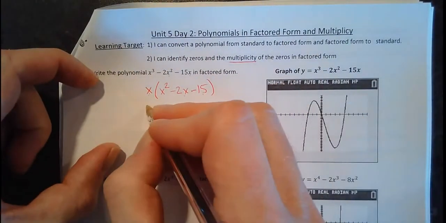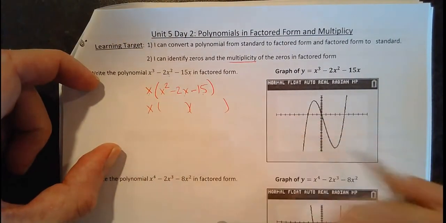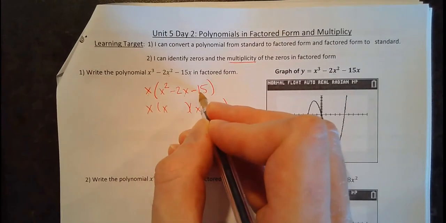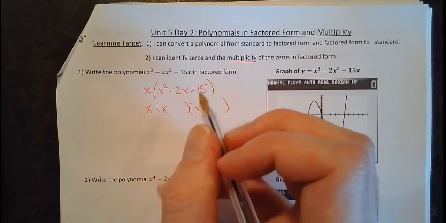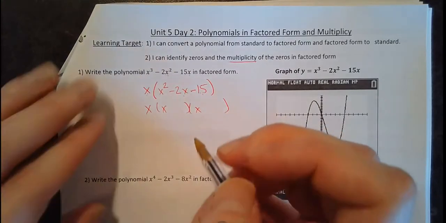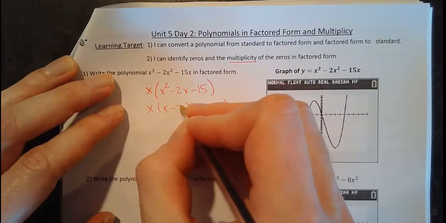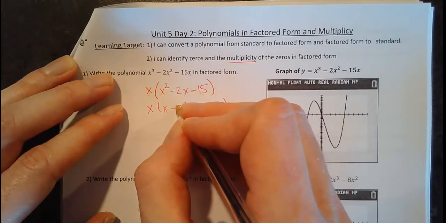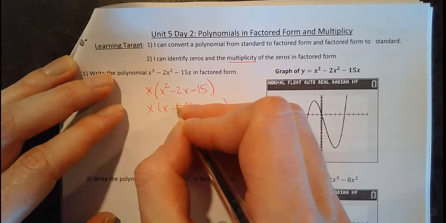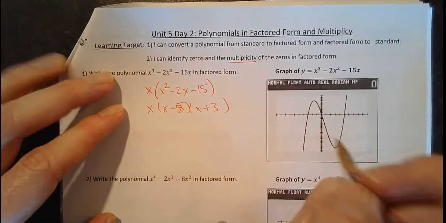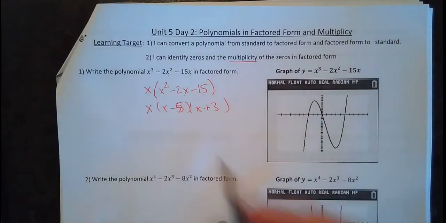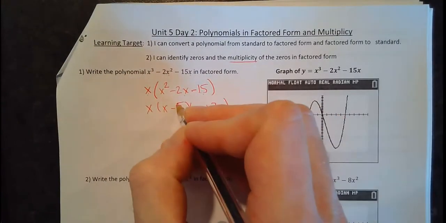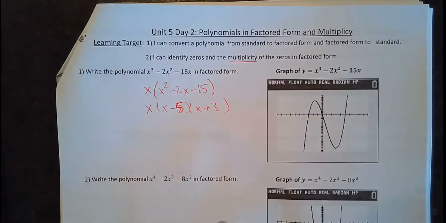Now, let's keep factoring here. What could go in here? What two numbers multiply to give you negative 15, and then add to give you negative 2? Negative 5 and positive 3. So negative 5 times 3 is negative 15, and they add to negative 2. So this is the factored form of it.